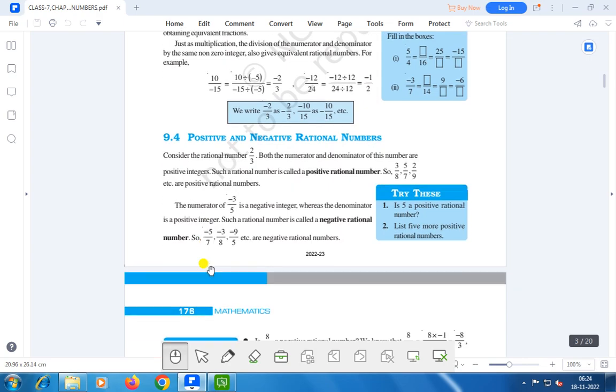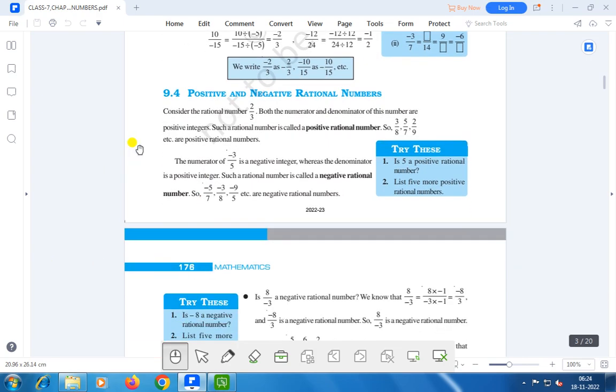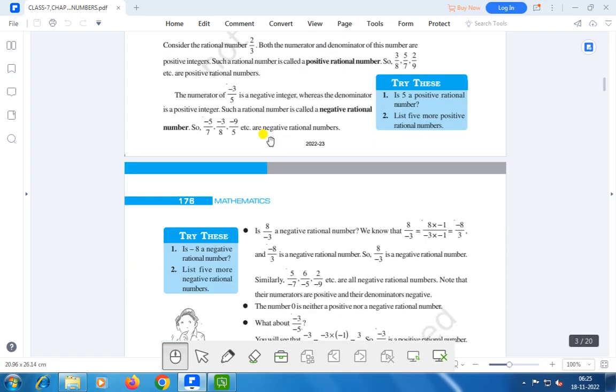Now, positive and negative rational numbers. Consider the rational number 2/3. Both the numerator and denominator of this number are positive integers. Such rational numbers are called positive rational numbers. So 3/8, 5/7, 2/9, etc. are positive rational numbers.